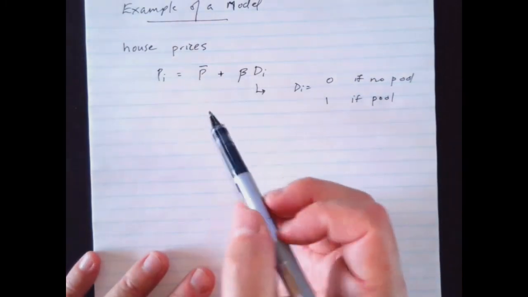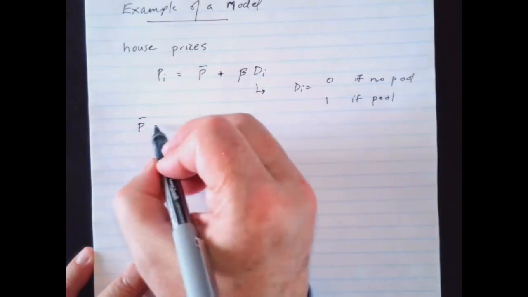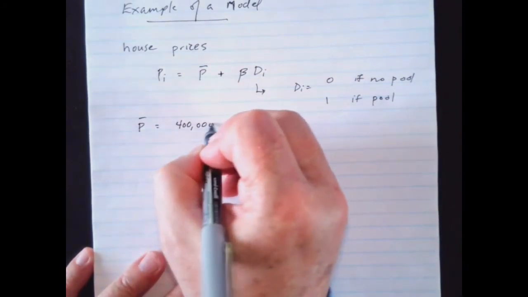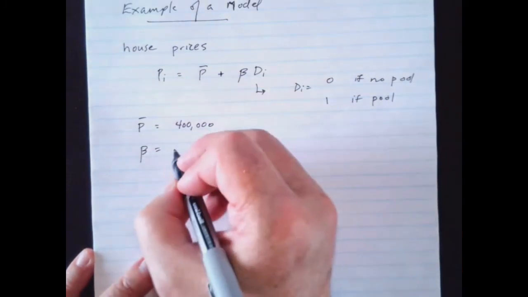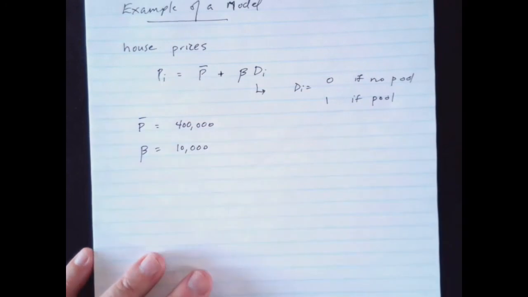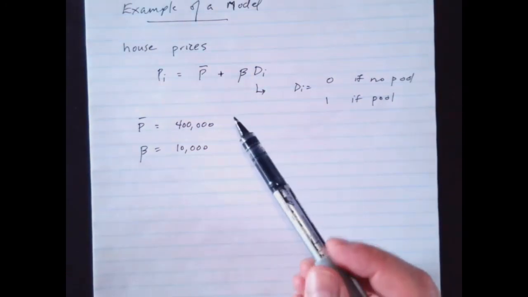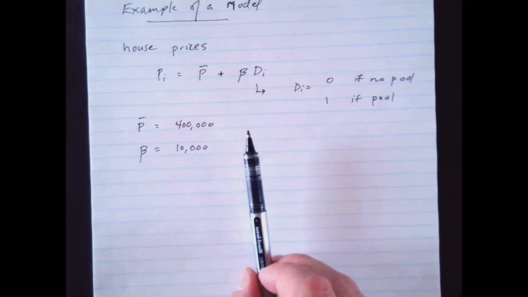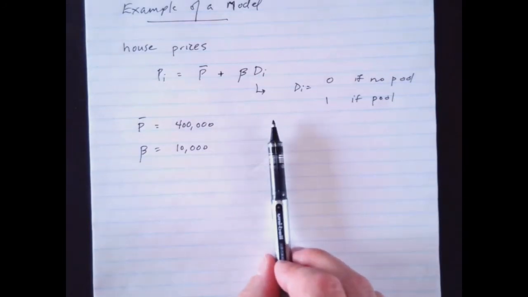So then let's say we pick the price P bar to be 400,000, and then beta will be 10,000. Okay, so then you sit down with the potential buyer, and you're going to say, well, the house will be 400,000, or it'll be 410,000 if you want a swimming pool with it.